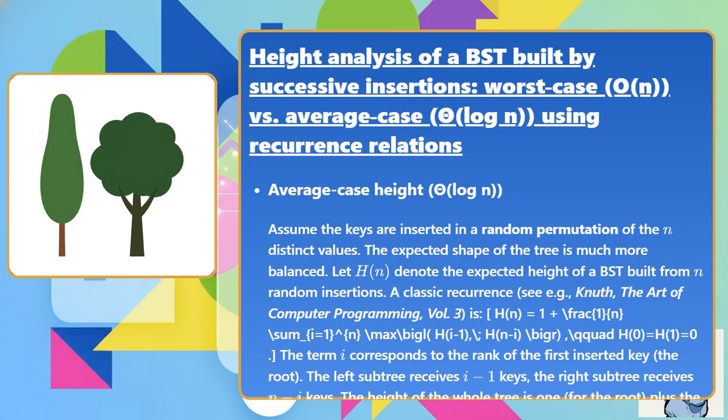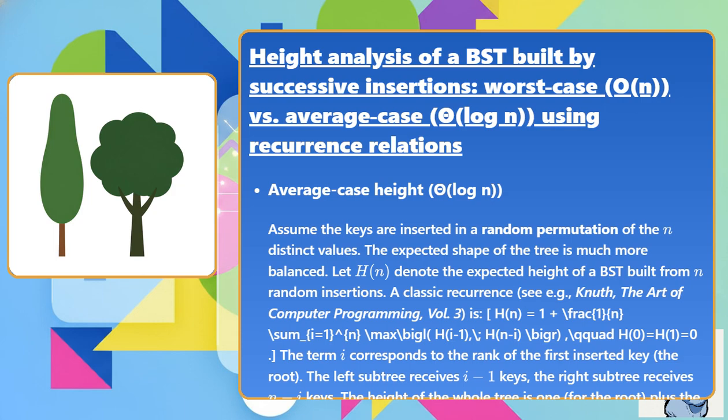Assume the keys are inserted in a random permutation of the n distinct values. The expected shape of the tree is much more balanced. Let h(n) denote the expected height of a BST built from n random insertions. A classic recurrence is h(n) = 1 + (1/n) times the sum from i = 1 to n of the maximum of h(i-1) and h(n-i), with h(0) = h(1) = 0.